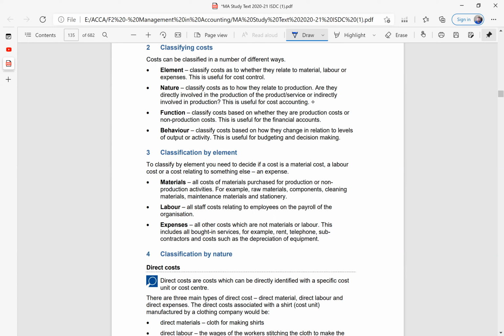All staff is going to be mentioned on the payroll of the company, but there are some people who are directly involved in production. How are they directly involved in production? That is the main question.